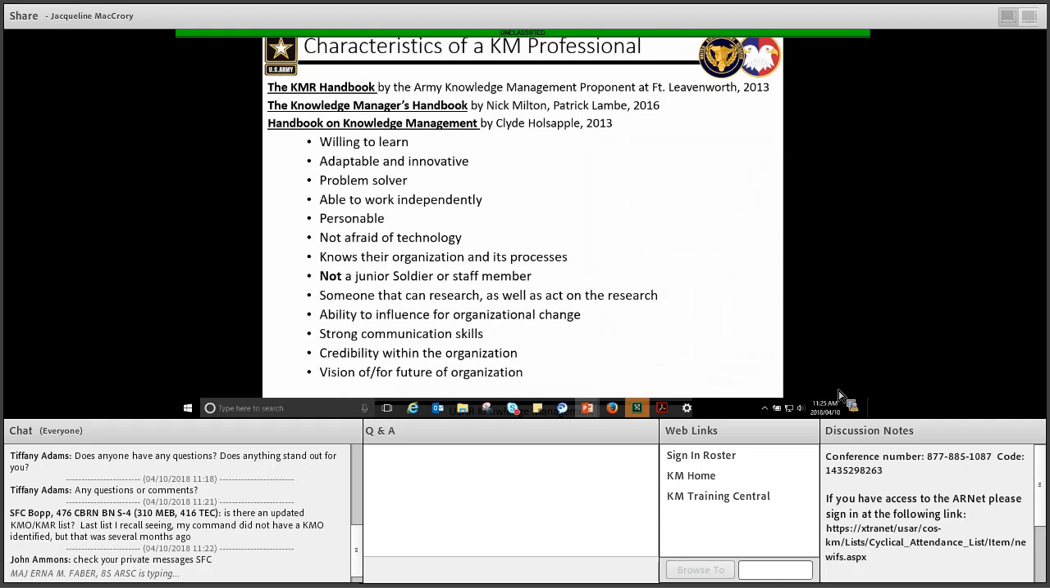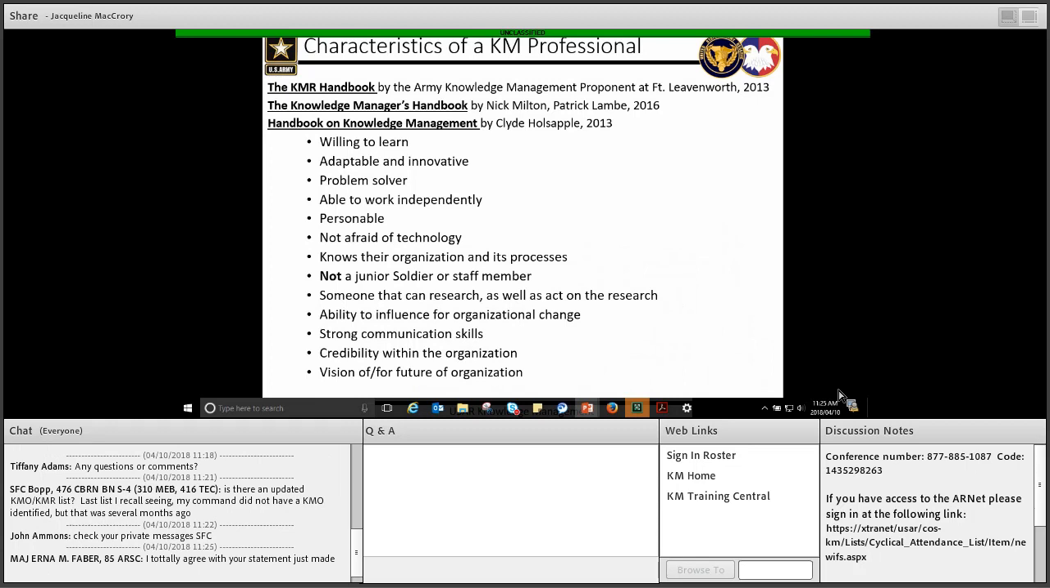Yeah. Just make a pin that the bullet there, not a junior soldier or staff. Not only does a junior soldier not have influence, but it also cripples the senior leaders in accessing the information and making the decisions. Agreed. Major Faber totally agrees with your statement. Great. Anybody else out there?